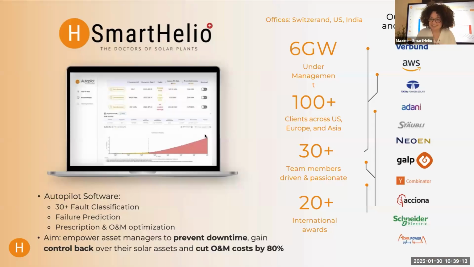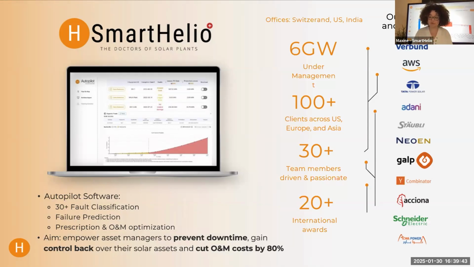But before we get started, let me just remind you a bit who we are at Smartelio and what we do. So Smartelio, we are the doctors of solar plants. Basically, we diagnose why a plant is sick, but we also prevent the plant from getting sick. So this is really on the predictive side. And based on the diagnostics and prediction, we prescribe actions to make sure that you really maximize your energy output.